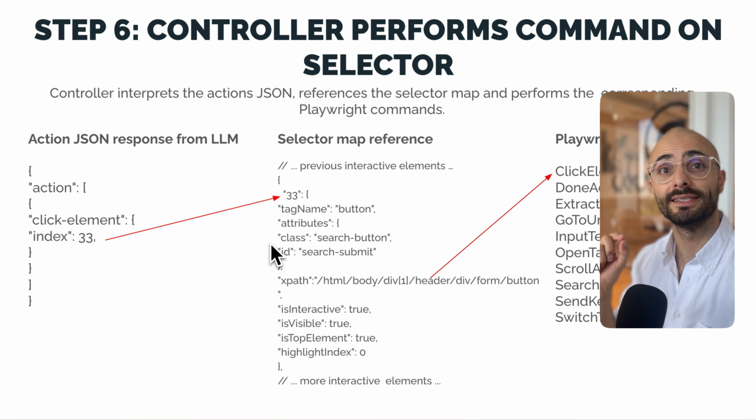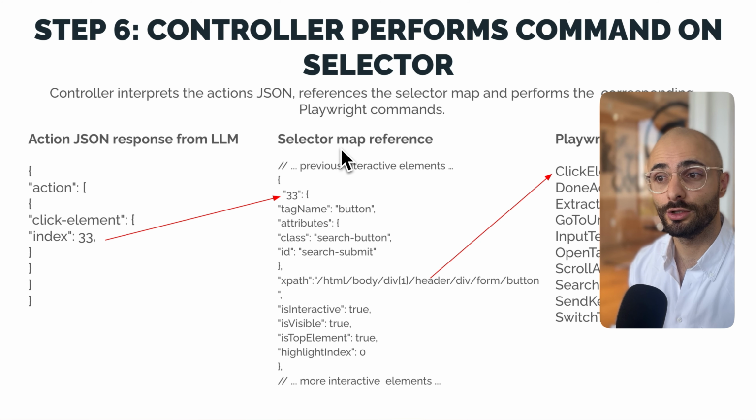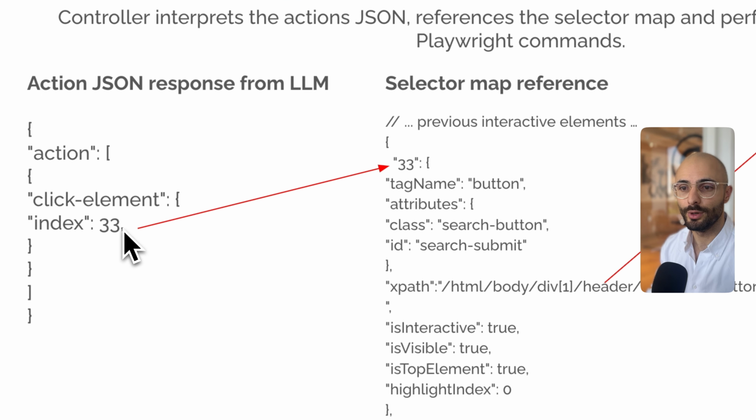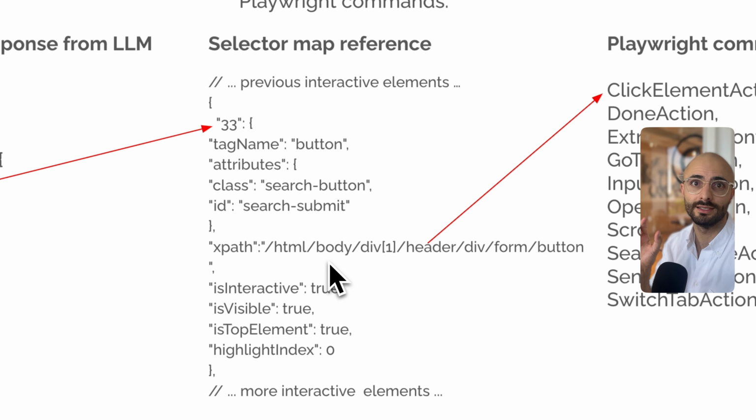It then extracts the selector based on the index. Remember, we had the selector map generated during the browser scraping section. What we are then able to do is reference, okay, index number 33. Here is index number 33 in our selector map. And then from there, we will be able to actually access the selector of that user interface element, also known as the XPath.